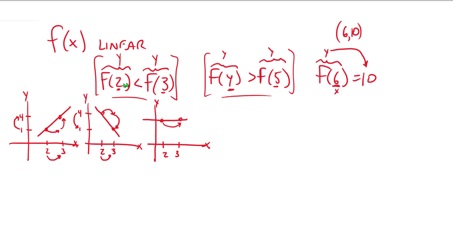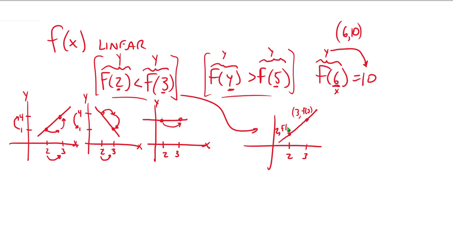If f of 2 is less than f of 3, let's do this over here. So here's an x value of 2 and here's an x value of 3. That would mean your y value at an x value of 2 is less than your y value at an x value of 3. So that would mean you've got an increasing function, right? This point right here is 3 comma f of 3, and this point here is 2 comma f of 2, and we can see that f of 3 is greater than f of 2.